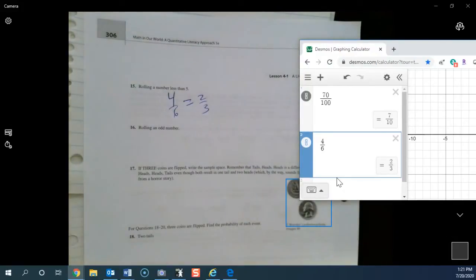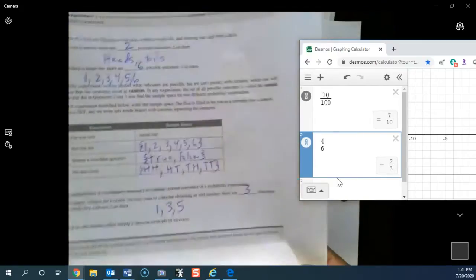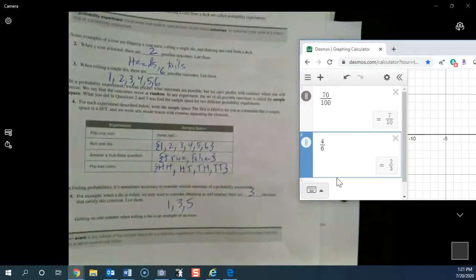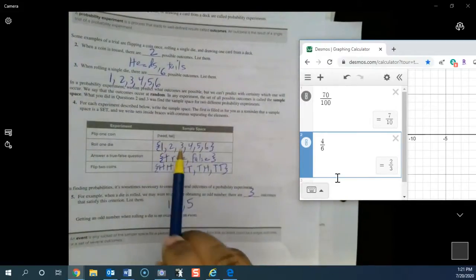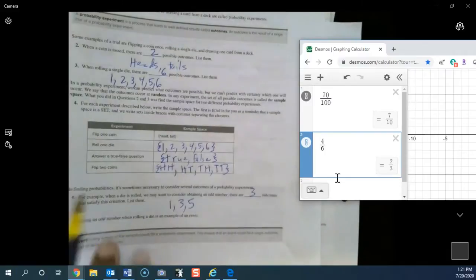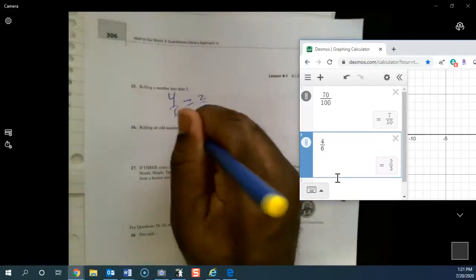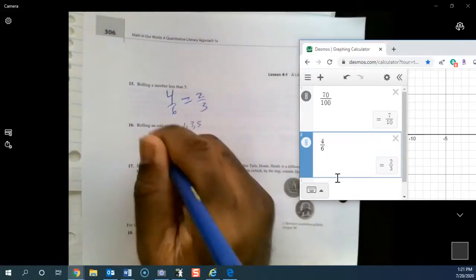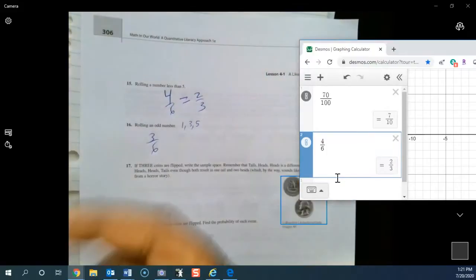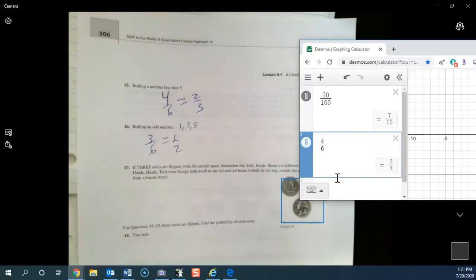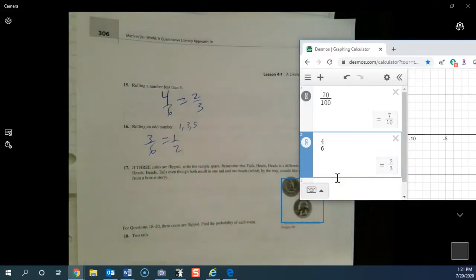Now it says rolling an odd number. Now again, we go back here, look at the numbers. Odd numbers is 1, 3, and 5. So the odd numbers we know are 1, 3, and 5, and we know that's 3 out of 6, which is 1/2 when it's simplified.